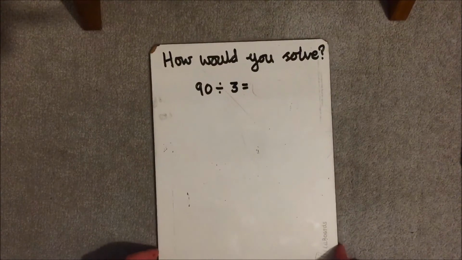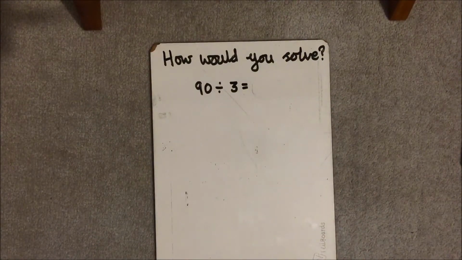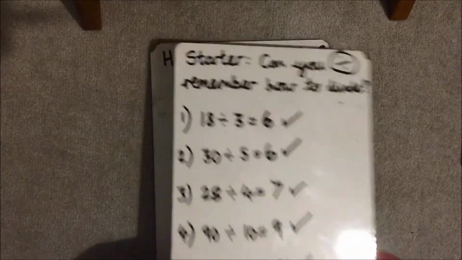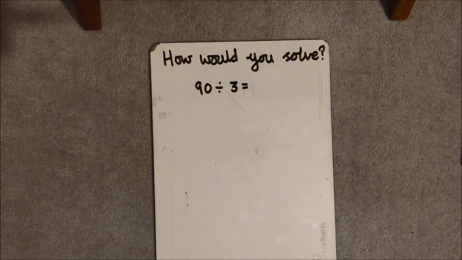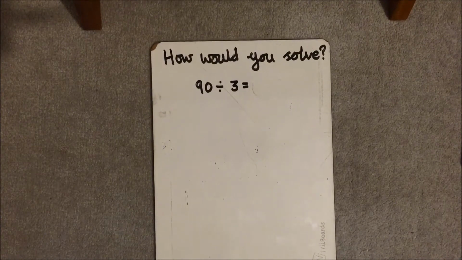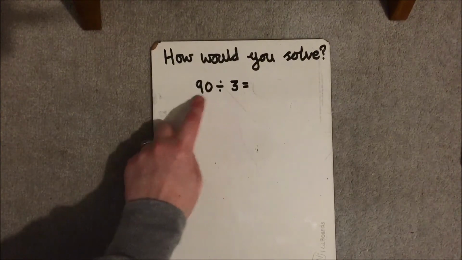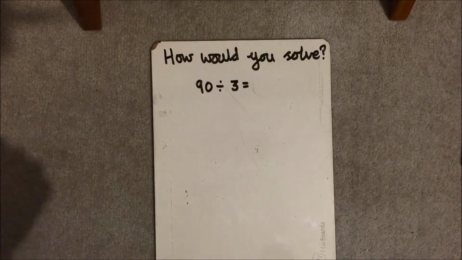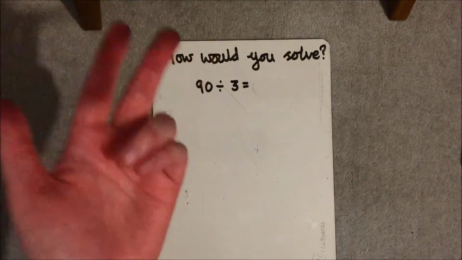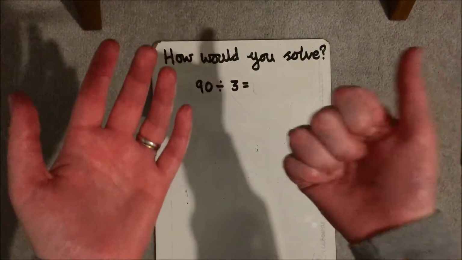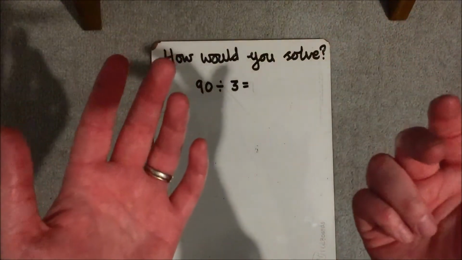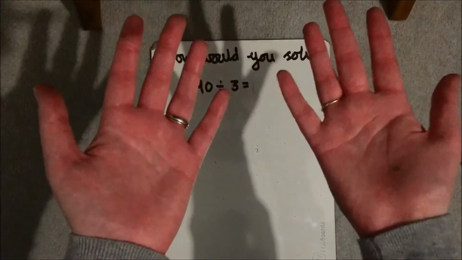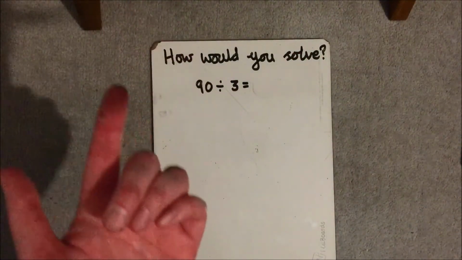First challenge, how would you solve 90 divided by 3? Could I use the method I used for my starter? Could I use my times tables? Thumbs up, yes or no? Well, we could, but there might be some problems. Let's try anyway. I know some of you might be saying, oh my goodness. What do you think the problems are? We have to count in threes all the way to 90. Okay, ready? 3, 6, 9, 12, 15, 18, 21, 24, 27, 30, 33, 36, 39.